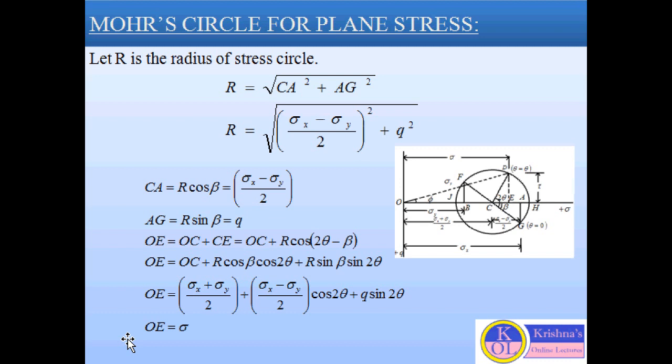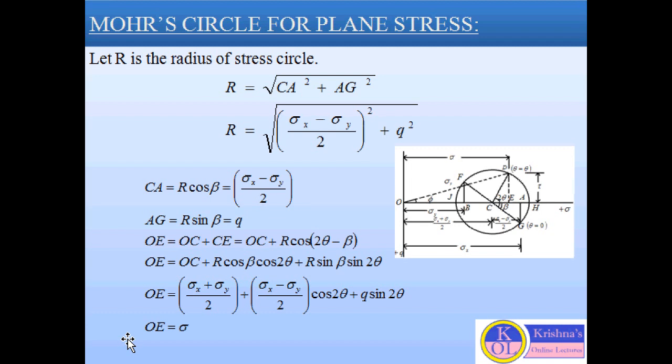So the value of CA will be R cos beta, which is equivalent to (sigma x minus sigma y) by 2, and AG will be R sin beta, that is equivalent to Q. If we want to find the value of OE, that is OC plus CE, and we put in the values of OC and CE, the value of CE will be R cos (2 theta minus beta).